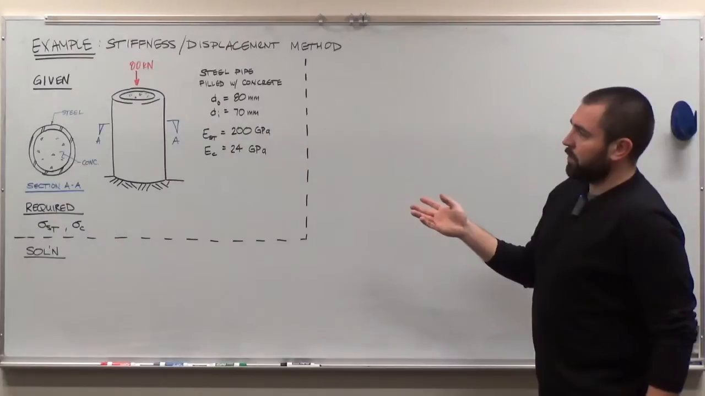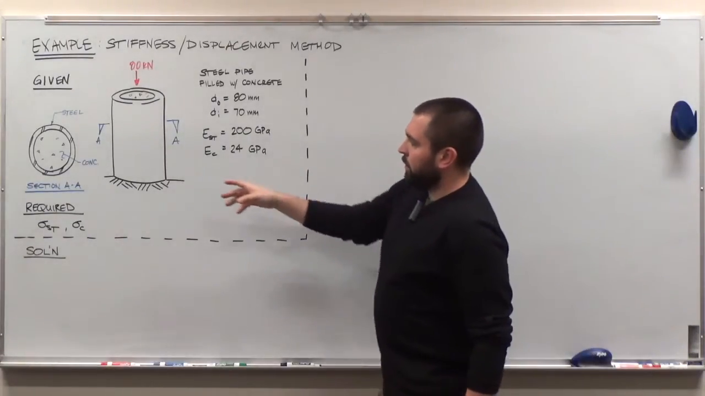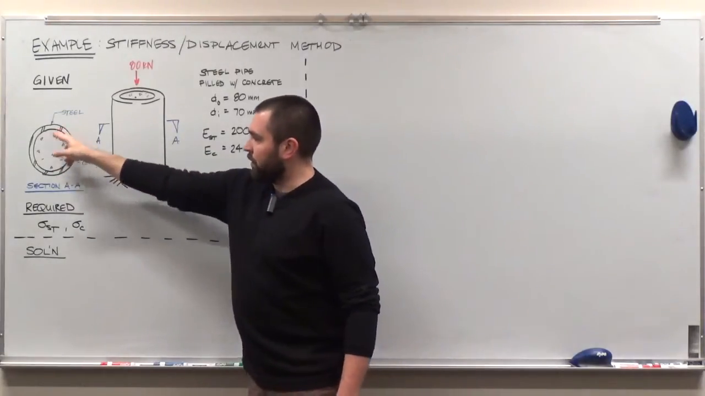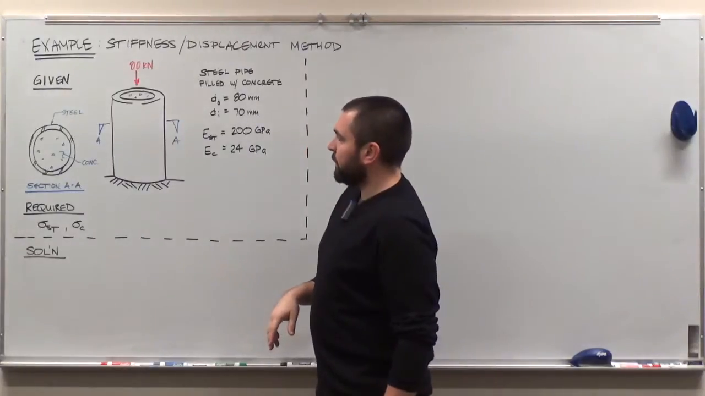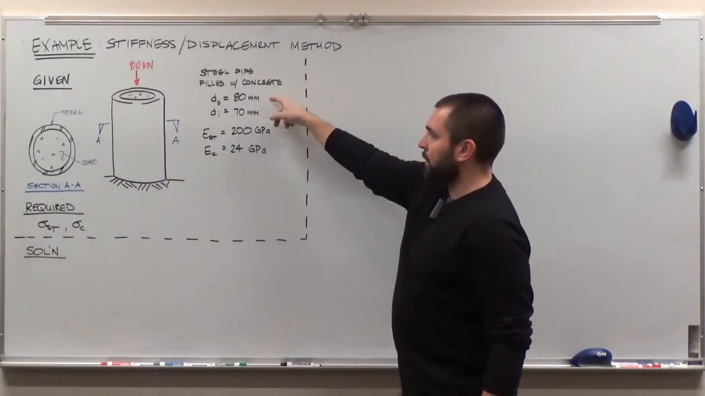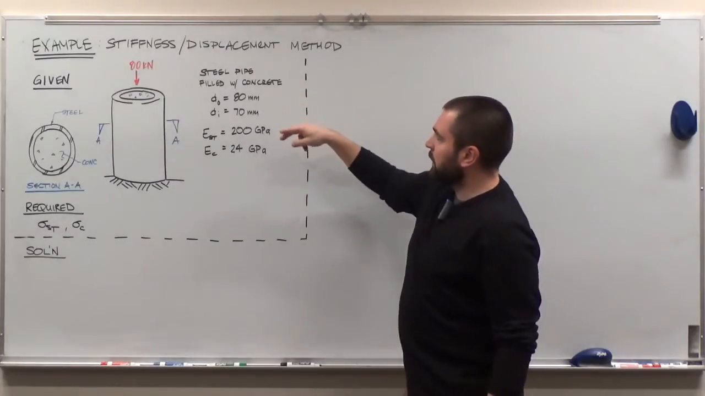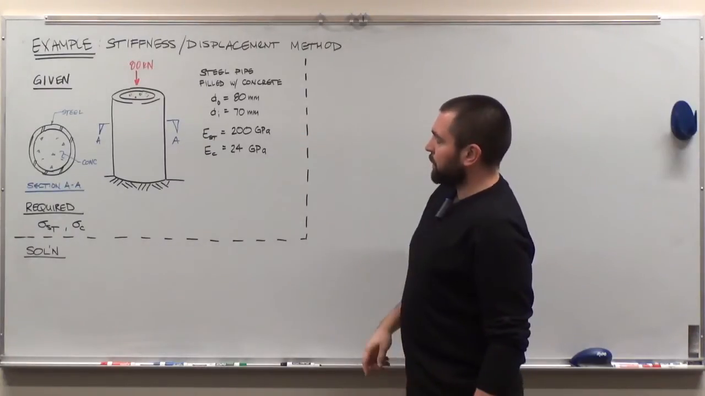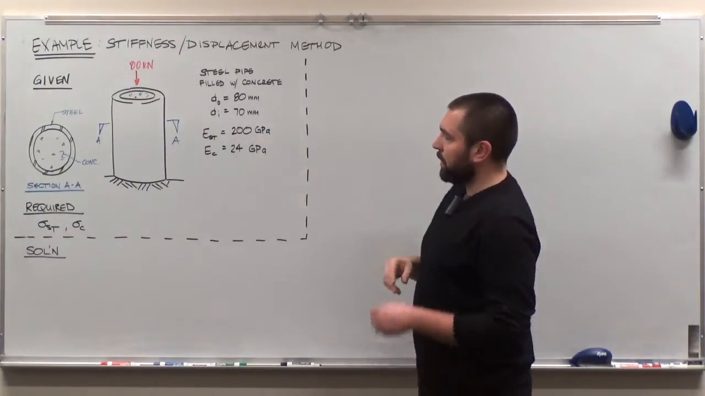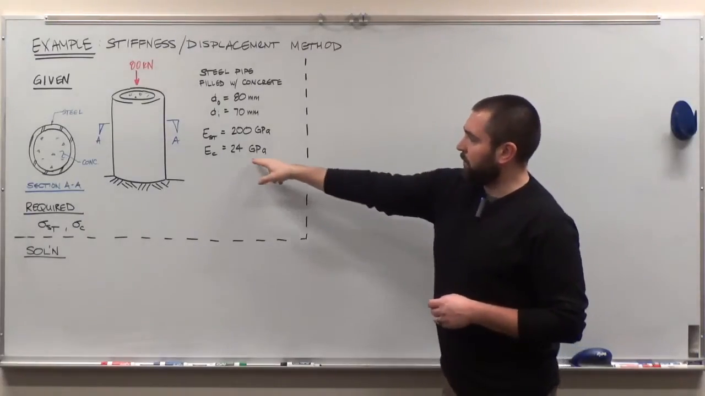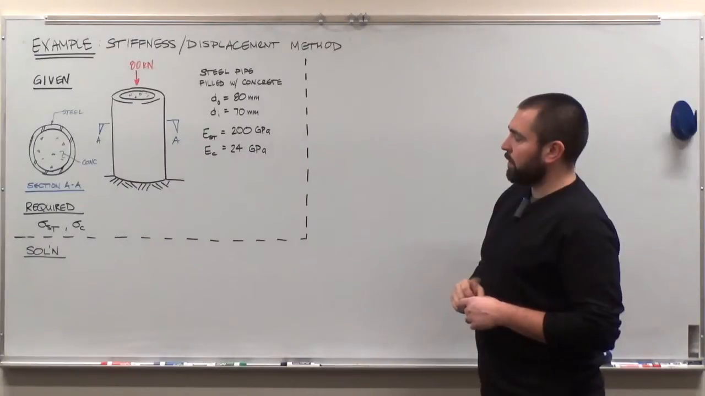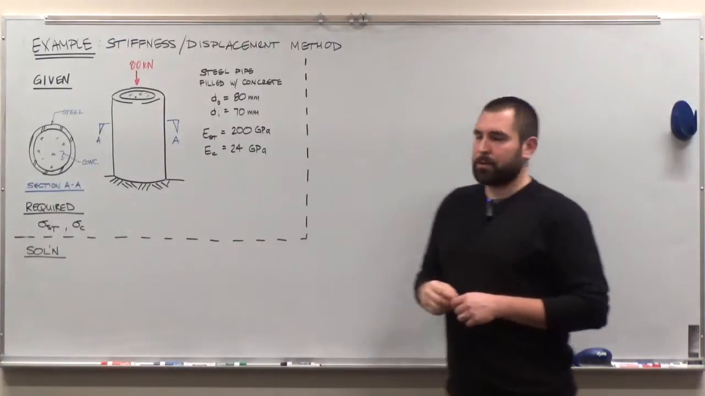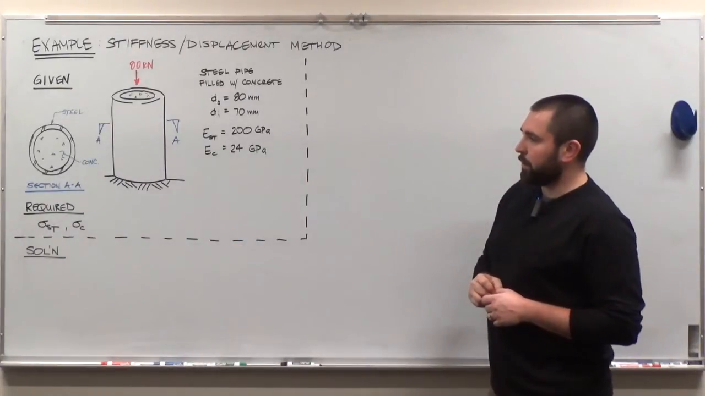So here, just to introduce the problem, the given information is that we have a steel pipe that's filled with concrete. Here I have a section view that shows the concrete on the inside and the steel pipe on the outside. We're given the geometry, so we know that the outer diameter of the pipe is 80 millimeters. We know the inner diameter of the pipe is 70 millimeters, and we're given the material properties for each of the materials. So 200 gigapascals for the modulus of elasticity for the steel, and 24 gigapascals for the modulus of elasticity of the concrete. And all that the problem is asking us for is the average normal stress in the steel and the average normal stress in the concrete.